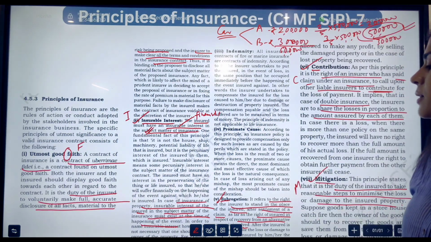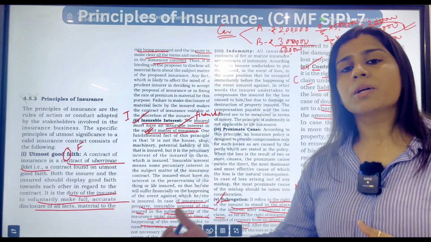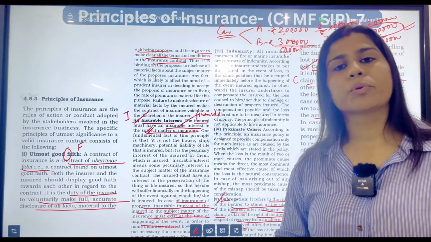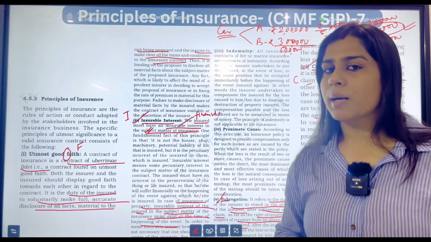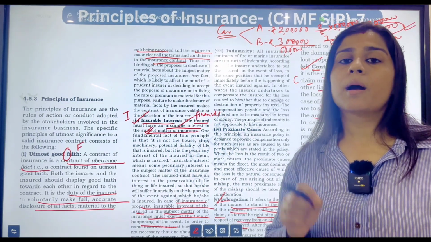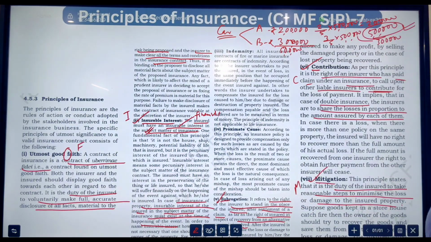So in this case, the insurer comes in the position of the insured and takes charge of all the leftover property, and if possible it can be sold to the market, and whatever money comes from it will directly go in the pocket of the insurer once the company has settled the claim of the insured. So this is the principle of subrogation.